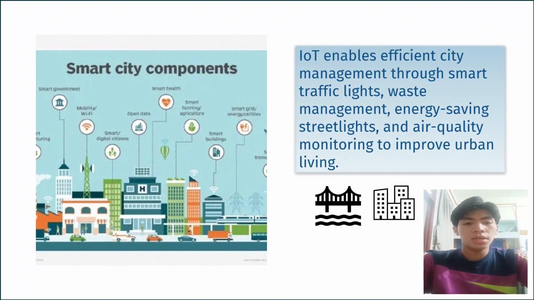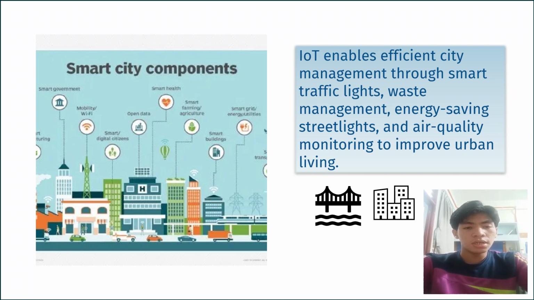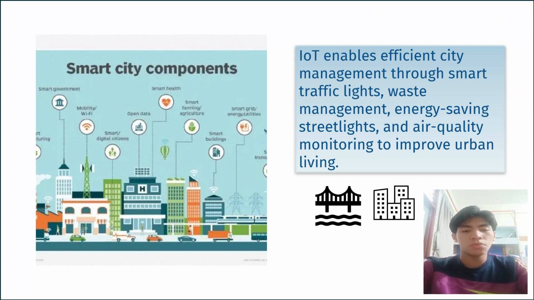So lastly, the use of IoT in smart city. IoT enables efficient city management through smart traffic lights, waste management, energy saving, street lights, and air quality monitoring to improve urban living.